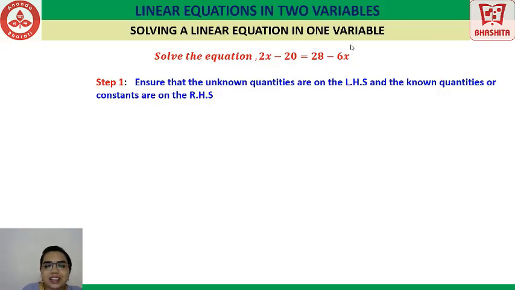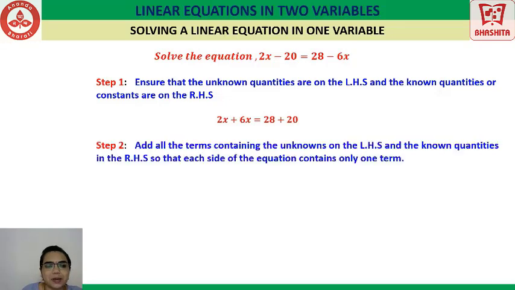So here in this equation, 2x and minus 6x are the unknown quantities, 28 and minus 20 are the known quantities. So what are we going to do? We have to send minus 6x onto the left hand side and minus 20 onto the right hand side. So what happens? What do we get? We get 2x plus 6x is equal to 28 plus 20.